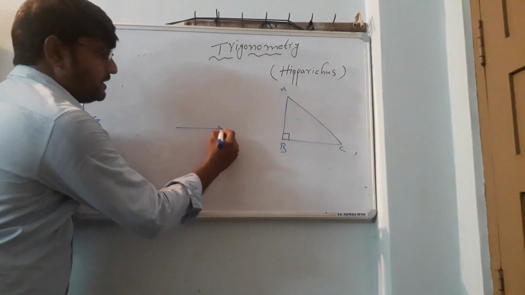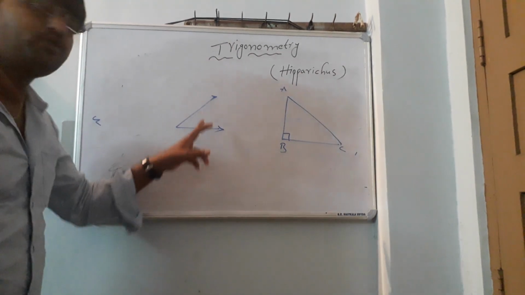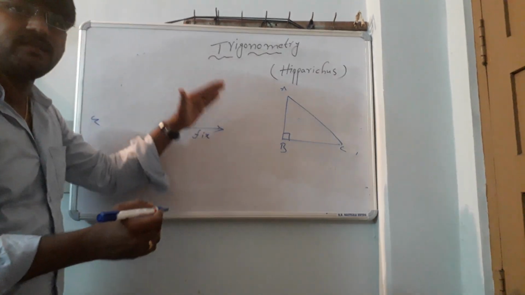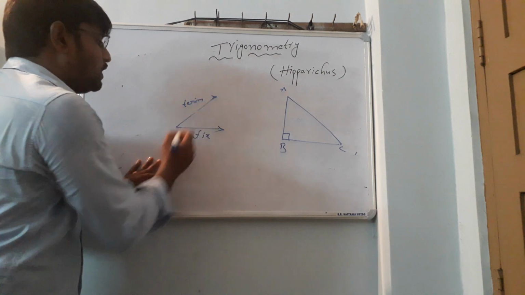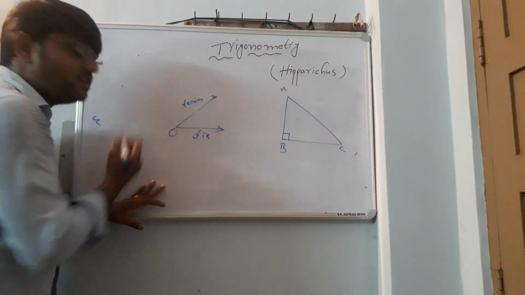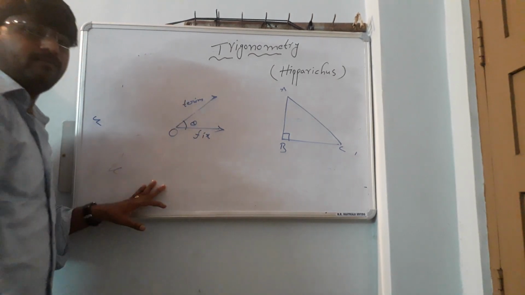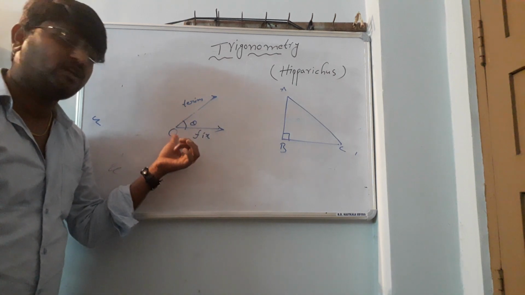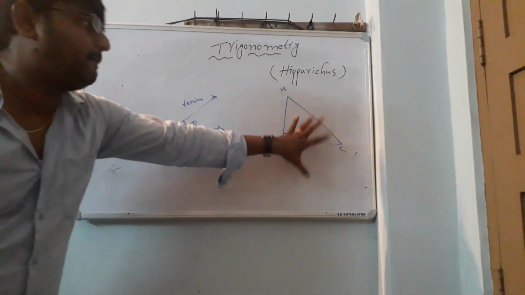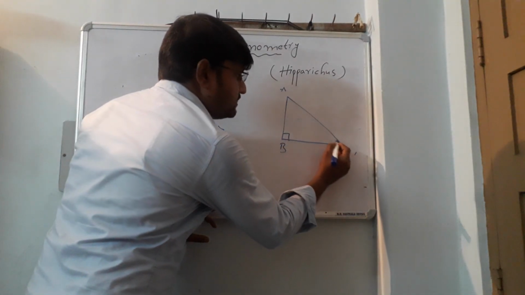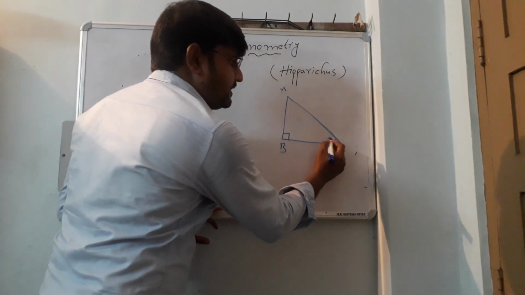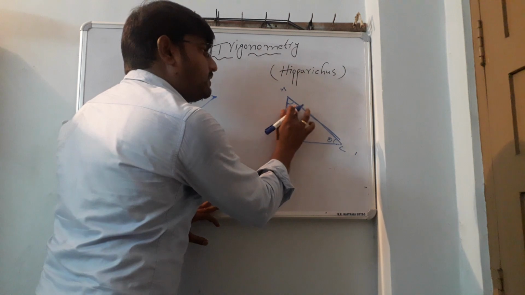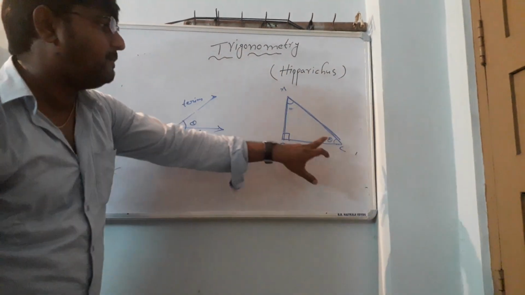I am taking two rays. This is the fixed ray and this is the terminal ray. Terminal ray means always moving. The union of two different rays having the same initial point O forms an angle. The same concept applies here. This is the fixed ray, this is the terminal ray, forming an angle theta. Any letter can be used here, alpha or beta or theta. So I am taking theta here.